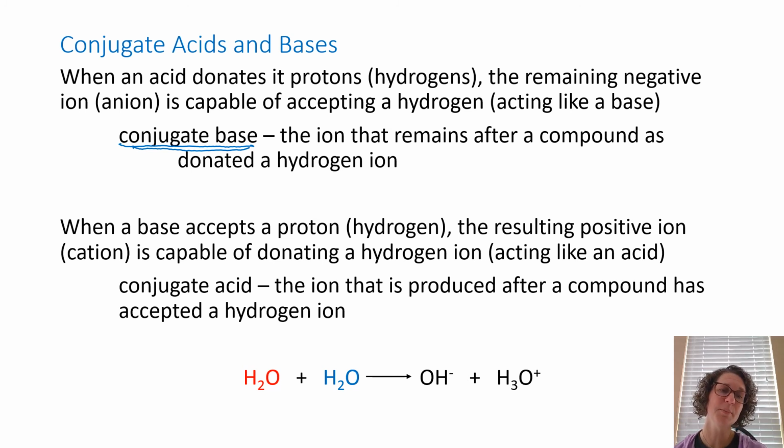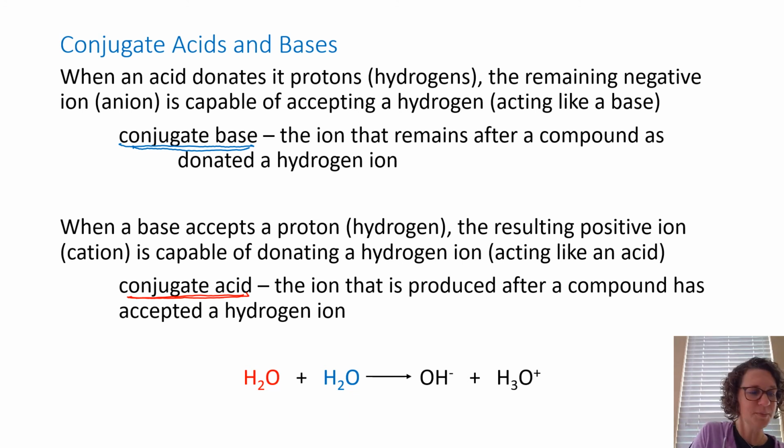And same thing with a base. When a base accepts that proton or accepts the hydrogen, then it basically becomes an acid. It now has a hydrogen that it could donate. And so it becomes the relative or the conjugate acid that is produced in the second reaction. So in our reaction here, I have 2 water molecules together. Water is super unique in that it can act as an acid or a base, which we've already seen in some of our equations. So it has an H to donate, but it also can accept. It will do whatever it needs to do.